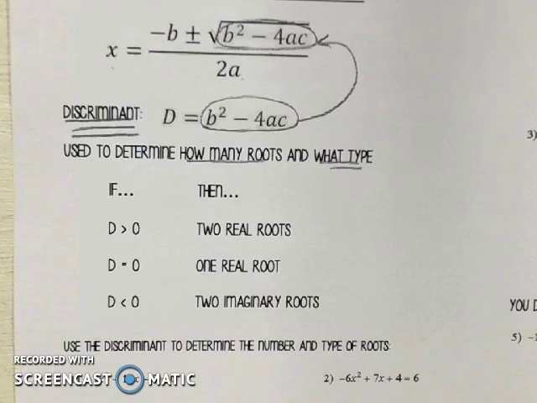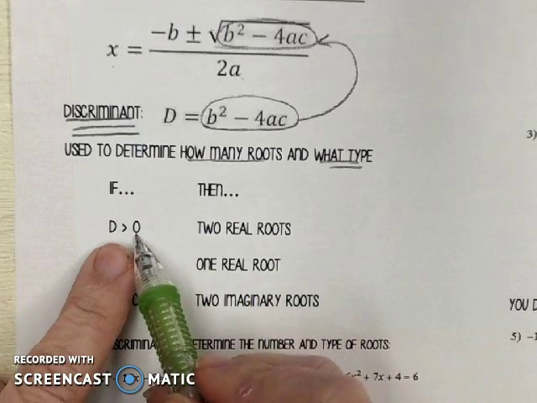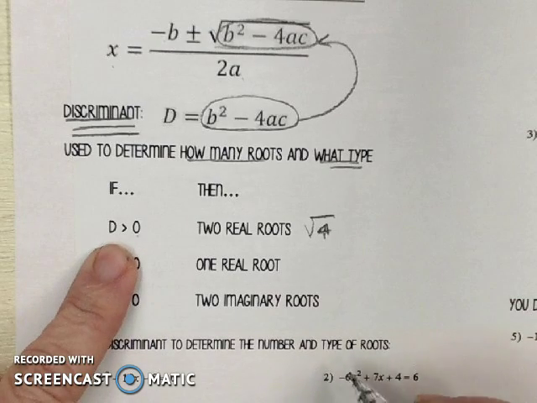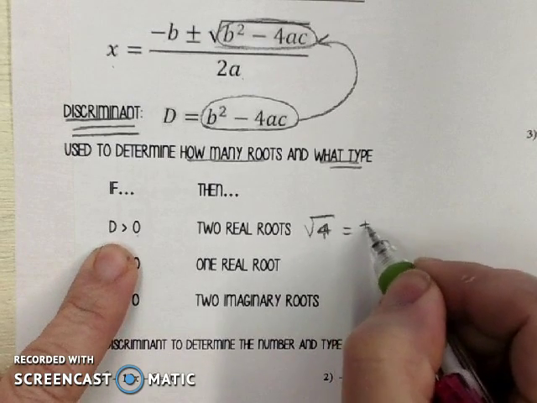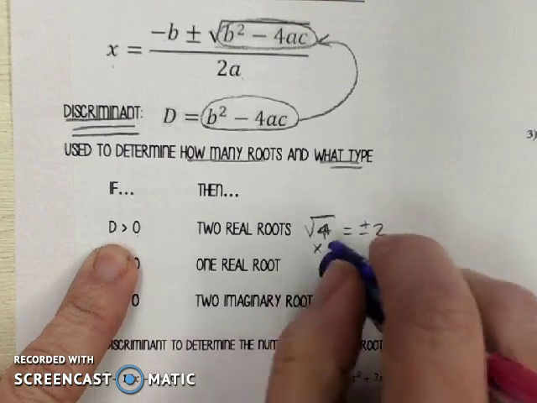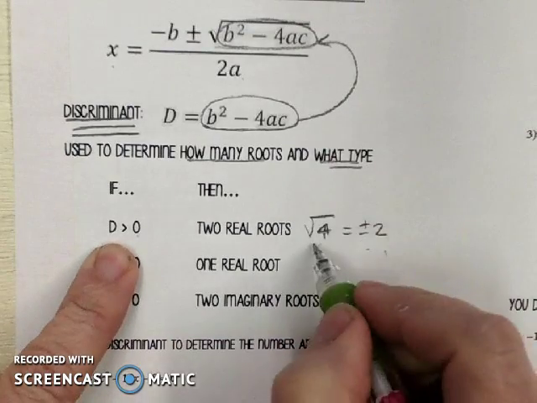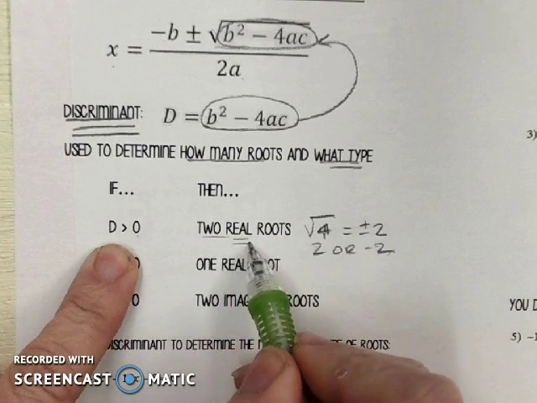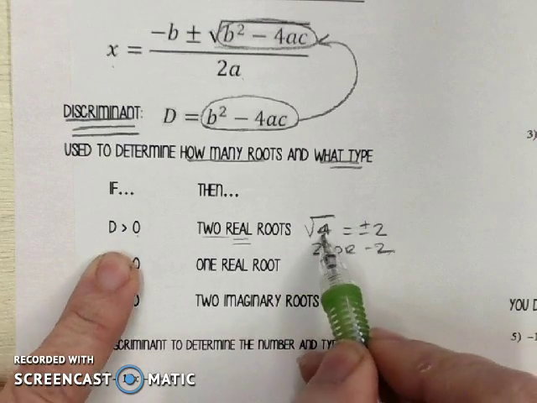So, here's what it looks like. If your discriminant is bigger than 0, for instance, let's say the square root of 4. If you take the square root of 4, you get plus or minus 2, which means you have a positive 2 or a negative 2. Those are my two real roots because I took the square root of a positive number.